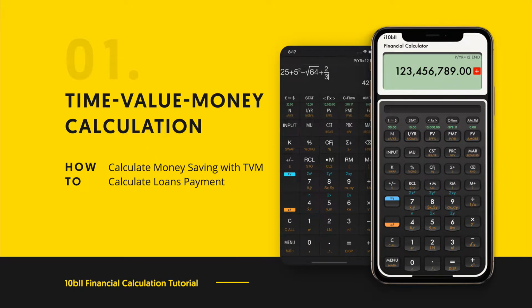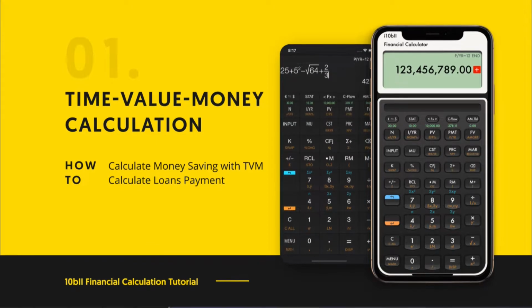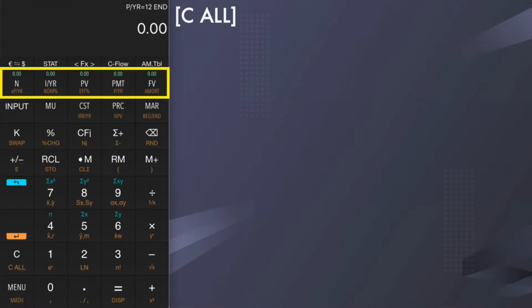In this video, we will show you how to use the time value of money functions. First, let's get started with how to calculate the number of payments. If you want to calculate how long it will take for your savings account to grow to a specific amount, you need to solve the number of payments or number of periods, which is N.